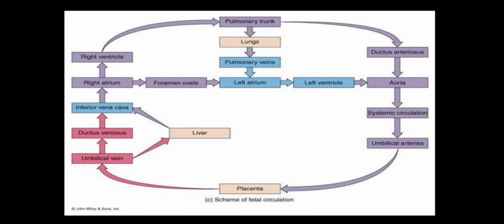From the right atrium, it goes to the right ventricle, as well as through the foramen ovale, it goes to the left atrium. So the right ventricle takes blood to the pulmonary trunk, which takes it to the lungs. From the lungs, it goes into the pulmonary veins and then into the left atrium. Then blood from the left atrium goes into the left ventricle. From the left ventricle, blood goes into the aorta. And from the aorta, it goes into the systemic circulation. From the systemic circulation, it goes into the umbilical arteries and then back to the placenta.